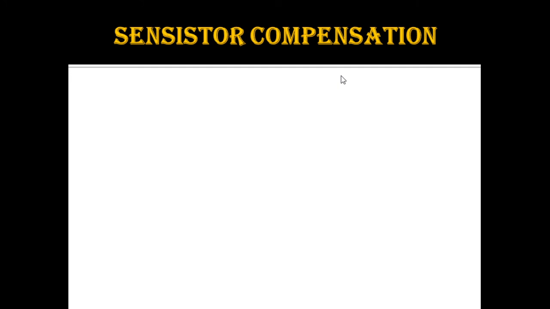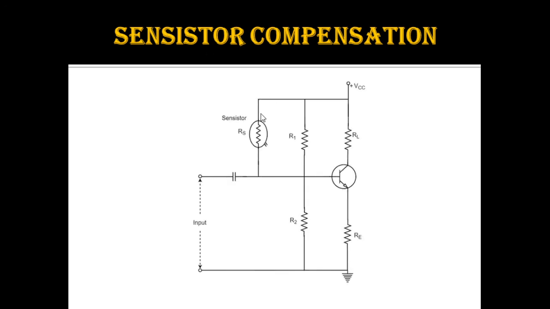Actually, a sensistor is a heavily doped semiconductor that has a positive temperature coefficient. Positive temperature coefficient means the resistance of the sensistor increases with an increase in temperature and decreases with a decrease in temperature. That is why we call it a positive temperature coefficient. Now let us see the circuit diagram of a sensistor compensation. You can see a sensistor attached in this region. The sensistor may be placed in parallel with R1 or in parallel with RE.